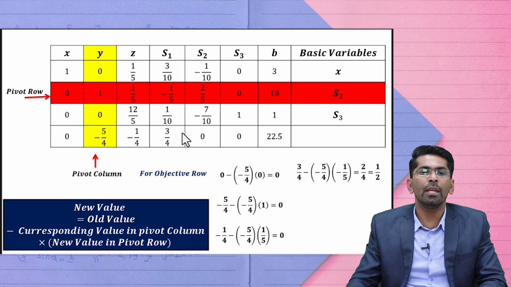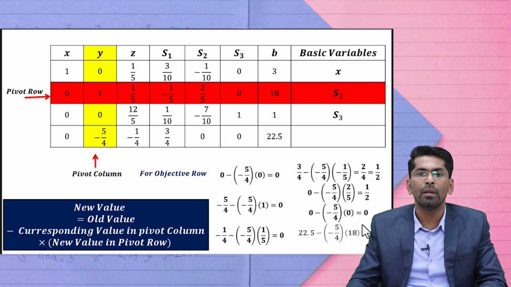Then we have 3 by 4 minus 5 by 4 into minus 1 by 5, which is equal to 2 by 4, which again we can simplify, that is 1 by 2. Then we have 0 minus 5 by 4 into 2 by 5, which is equal to 1 by 2. Then 0 minus 5 by 4 into again 0, which is equal to 0. Then the last one, 22.5 minus 5 by 4 into 18, which is equal to 45.